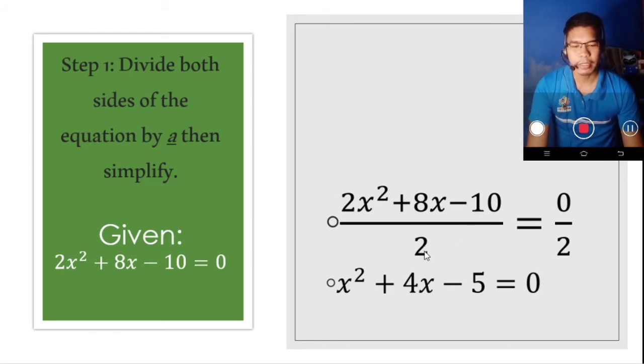And negative 10 divided by 2 is negative 5, equal to 0 divided by 2, that is 0. So the resulting equation now is x squared plus 4x minus 5 equal to 0.